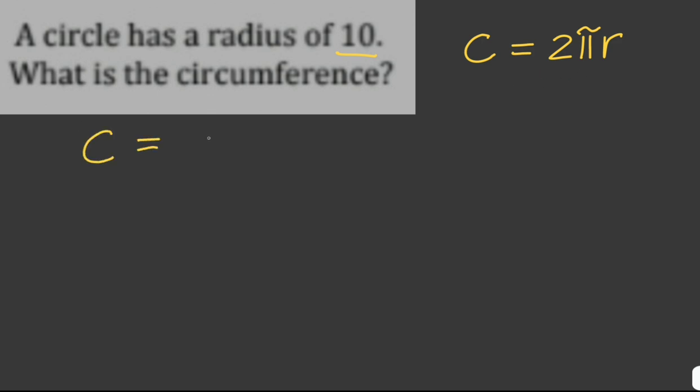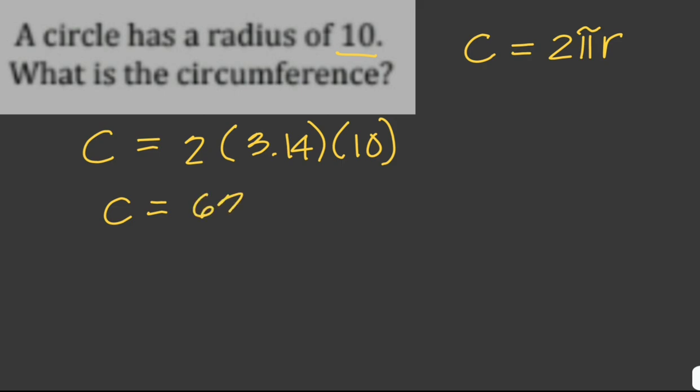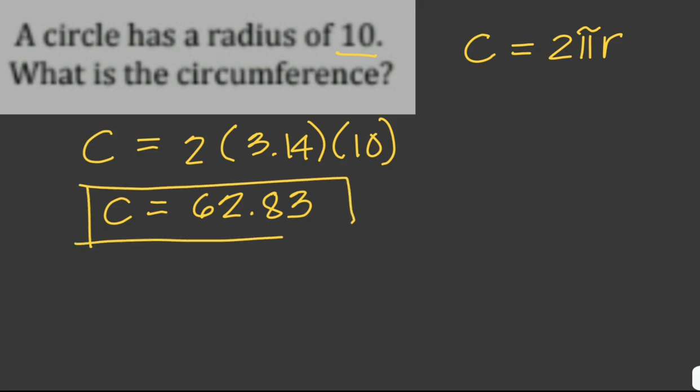So that would be circumference equals 2 pi, which is equal to 3.14, times 10, and this is just equal to 62.83. So this is the value of the circumference of the circle that has a radius of 10.